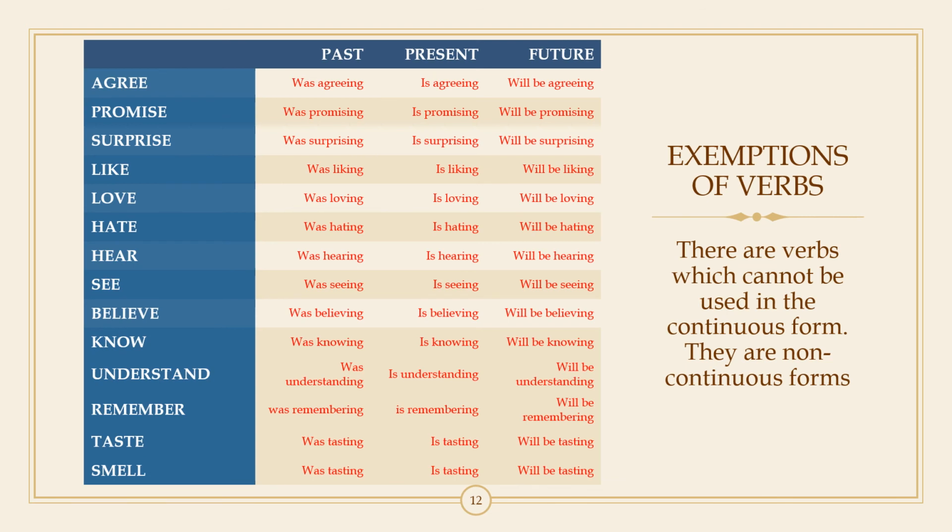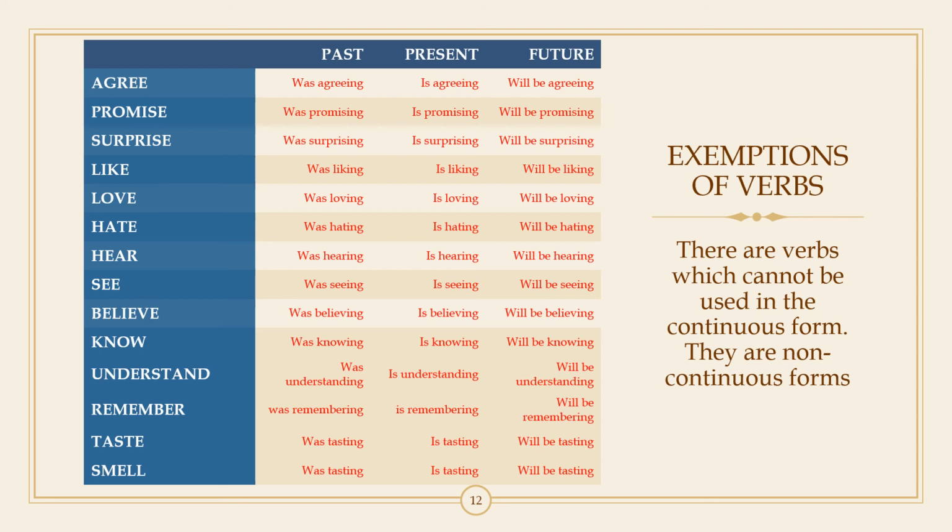So you have the exemptions here, right? Now, whatever I have given here is wrong. Agree cannot become was agreeing, is agreeing, will be agreeing, right? I meant to give this table in red and the last table in blue, but I forgot. I'm very sorry about that. Both the tables are in red, but try and understand that these are wrong, right? Whatever I have given here, these are wrong.